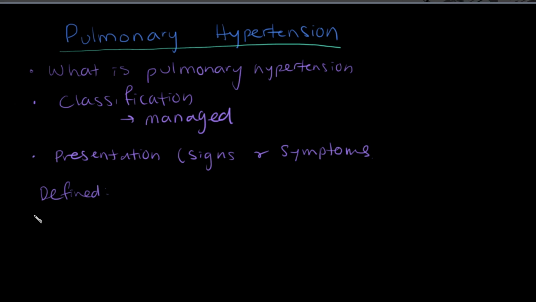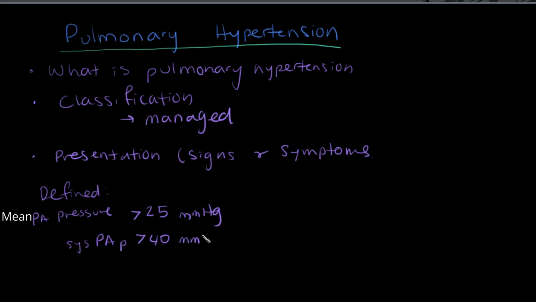It is defined as a pulmonary arterial pressure of greater than 25 millimeters of mercury, or a systolic pulmonary artery pressure of greater than 40 millimeters of mercury, where this is just the pulmonary artery pressure. So that's how it is defined.